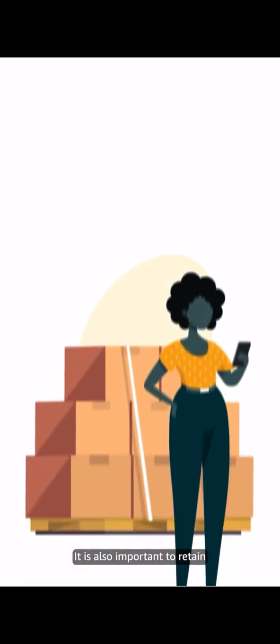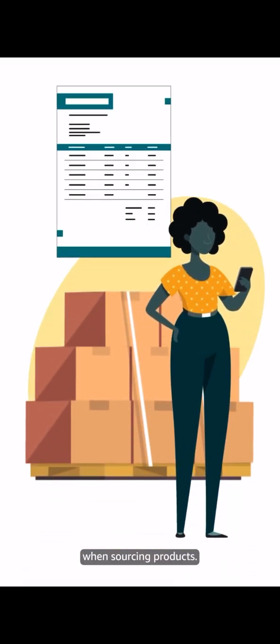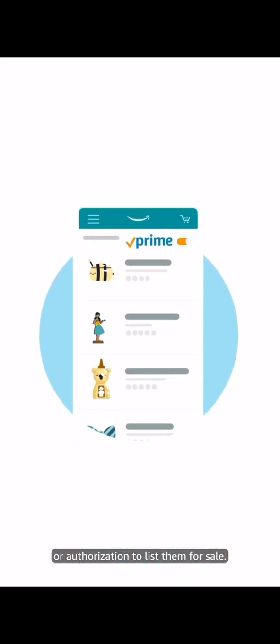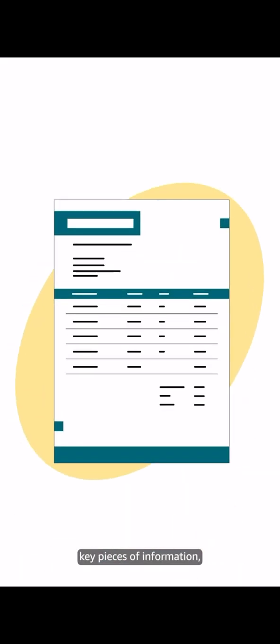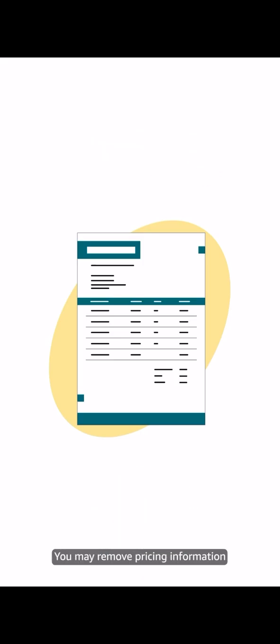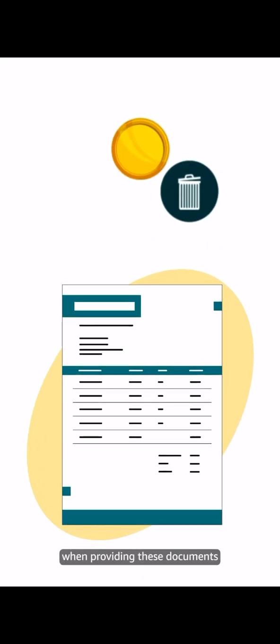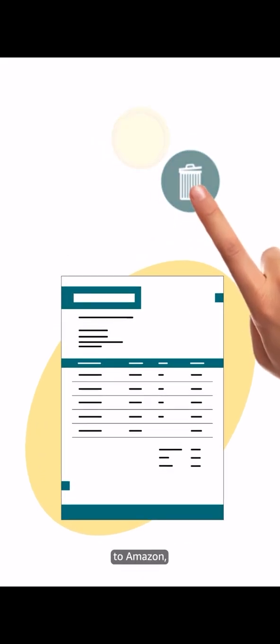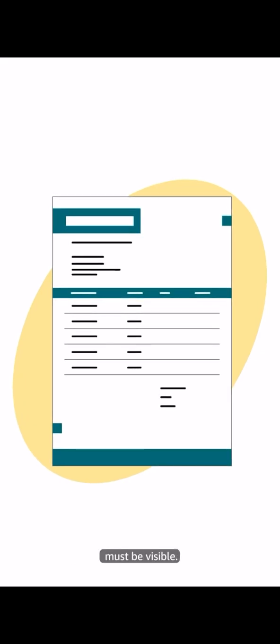It is also important to retain business invoices when sourcing products. Amazon may request that you provide documentation showing the authenticity of your products or authorization to list them for sale. Invoices will have key pieces of information, such as the supplier's name, address, and contact information. You may remove pricing information when providing these documents to Amazon, but the rest of the document must be visible.